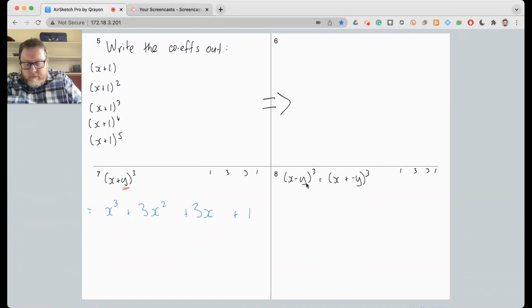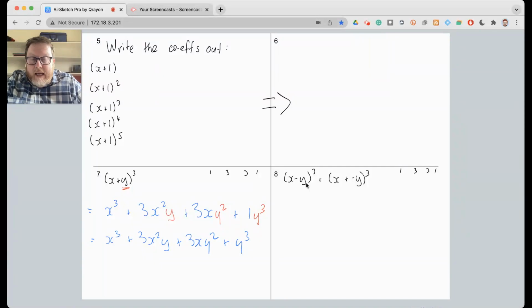So that's just y. The next one is y to the power of 2, so that's y squared. And the last one is y to the power of 3. And I'll just write it without colours and getting rid of coefficients I don't need. So the expansion is x cubed plus 3x squared y plus 3xy squared plus y cubed, and you're done.